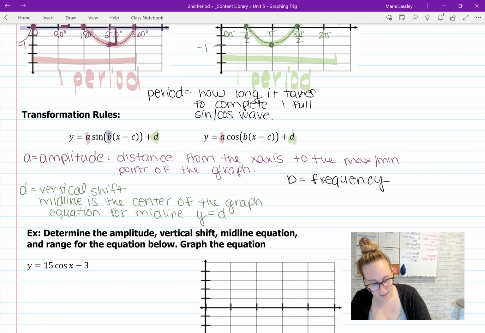And then the last piece, which is, oh no, I don't have another highlighter color. It's okay, I'm going to make one up. We'll just do this weird blue.